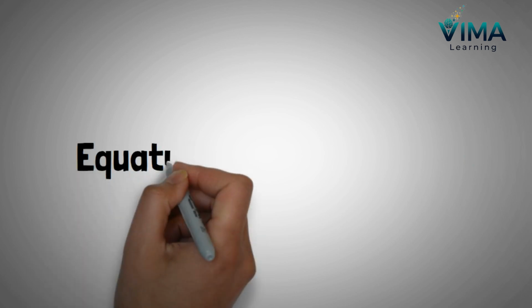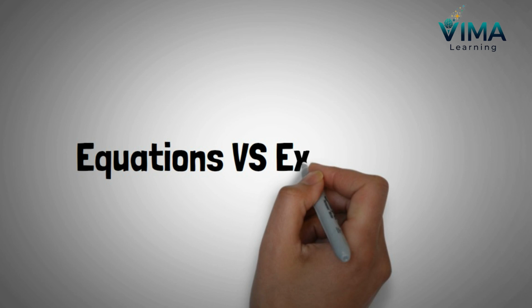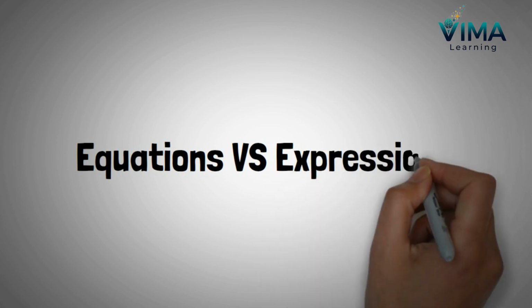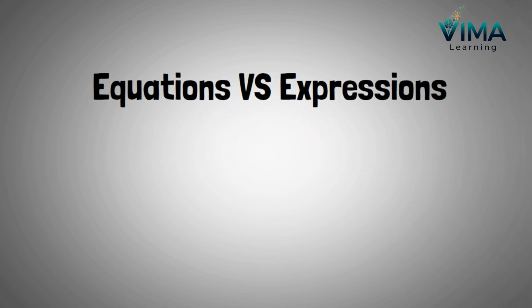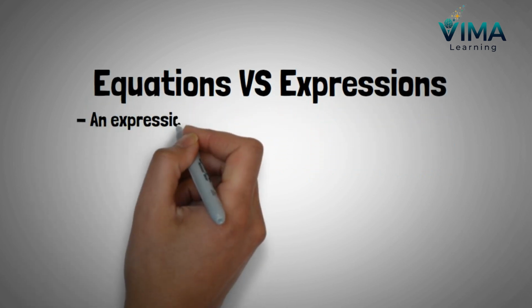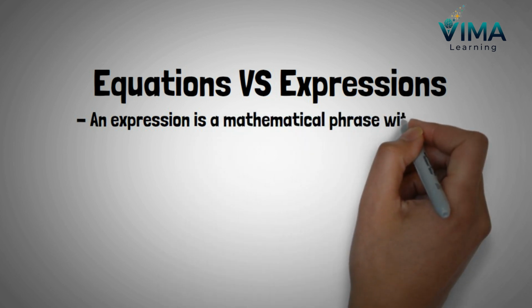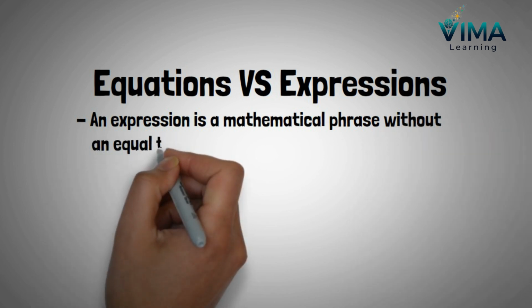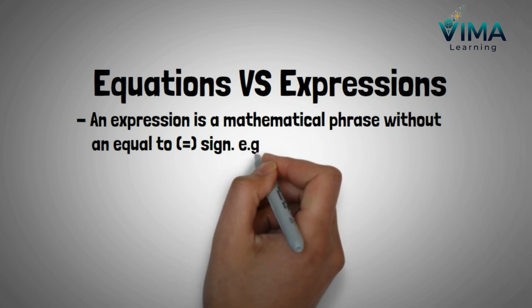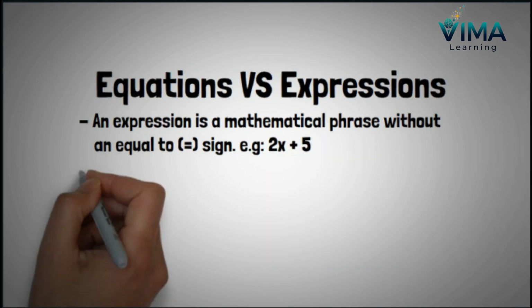Now let's quickly clear up two important ideas: equations versus expressions. In algebra, what we refer to as an expression is a mathematical phrase without an equal sign. For example, this is an example of an expression: 2x plus 5. There is no equal sign attached to it. So this is a simple algebraic expression.